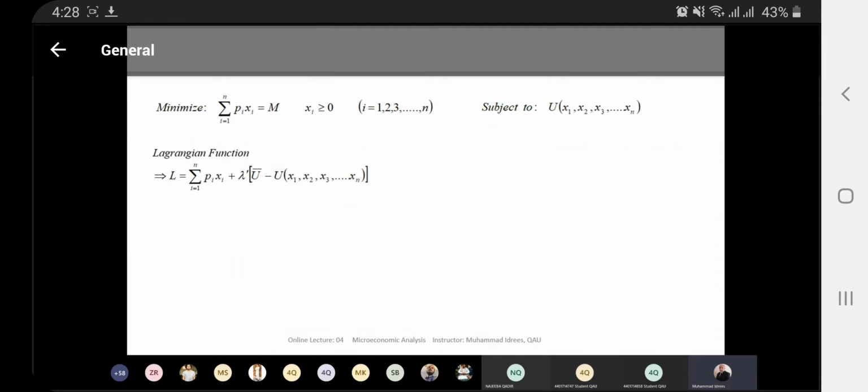So our utility function was like this. Utility is a function of x1, x2, x3, xn. Moreover, the utility was constant. That's why we put a bar on it. So this is the Lagrangian function. One more thing to be noted here, the Lagrangian multiplier which we wrote here is not lambda, it's lambda prime, just to differentiate between the two Lagrangian multipliers. When we discussed the case of utility maximization, we used the Lagrangian multiplier and called it lambda. And just to differentiate this one from that lambda, we are calling it lambda prime.